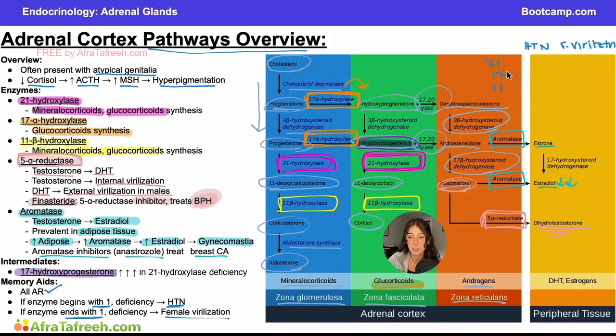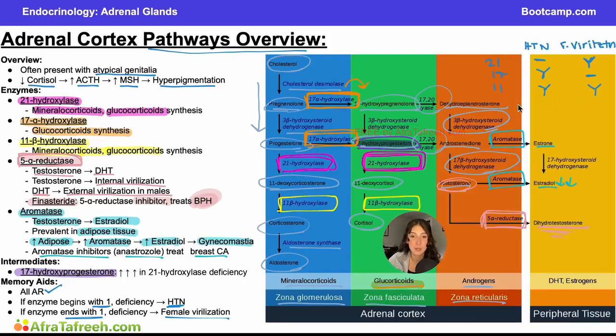So applying these rules, 21-hydroxylase deficiency, it doesn't start with a 1, so we are not going to see any hypertension, but it does end with a 1, so we are going to see female virilization. 17-alpha hydroxylase deficiency, it starts with a 1, so we are going to see hypertension, but it doesn't end with a 1, so we are not going to see any female virilization. Then 11-beta hydroxylase deficiency, it starts with a 1, so we are going to see hypertension. Then it also ends with a 1, so we will also see female virilization.